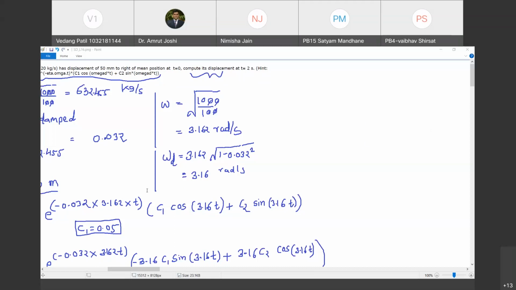What is the difference between these two questions? One minute. Has a displacement of 50 mm towards right at t equal to 0. Both questions look the same to me. Anyway, we will go with it. I hope everyone has got this question. Now let us go to the next question. That is the SDOF system. This is a different one.